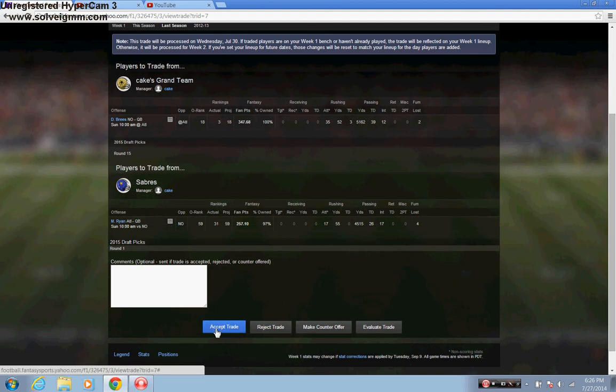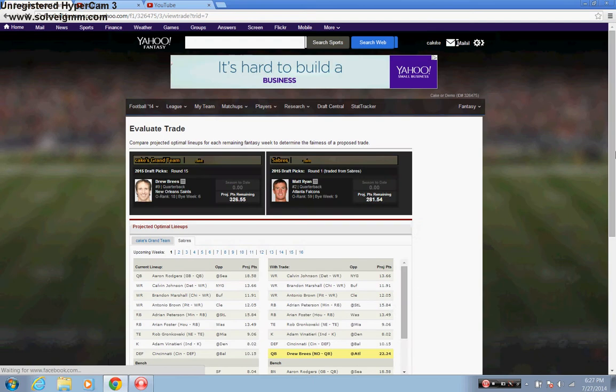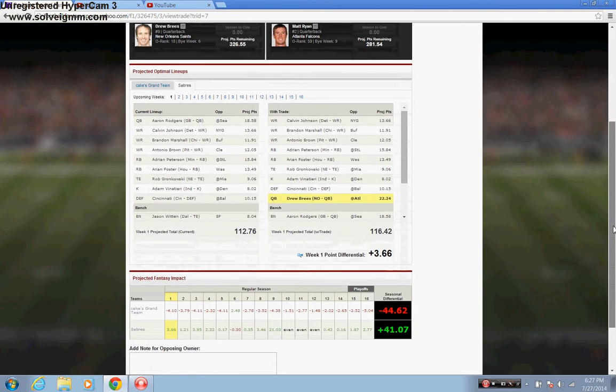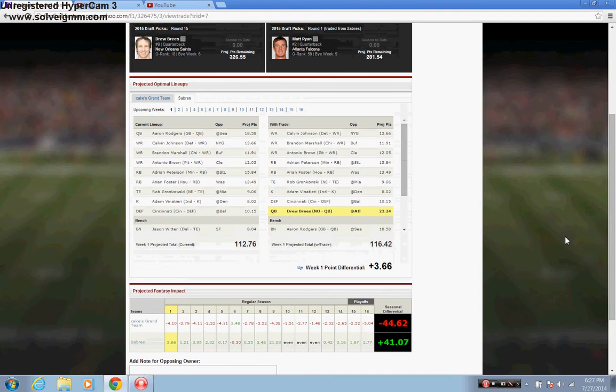At the bottom here, you see the four options: accept trade, reject trade, make counter offer, or evaluate trade. Generally, you want to click on evaluate trade to take a look and see what it's about. And what comes up is this screen where if you scroll down, you get an idea of what the total trade does for you.